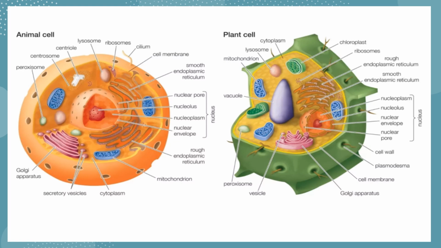And let us know the difference. In plant cells we have a cell wall, whereas in animal cells we don't have a cell wall. In plant cells vacuoles are big, in animal cells vacuoles are small. In plant cells plastids are present, and in animal cells plastids are absent. In animal cells we have centrioles and centrosome, but in plant cells they are absent. And vacuoles are larger in plant cells and smaller in animal cells.